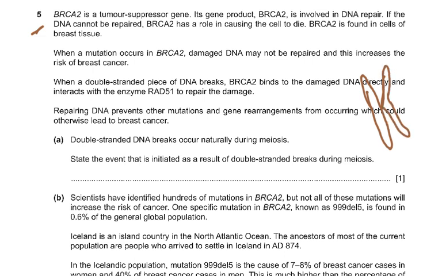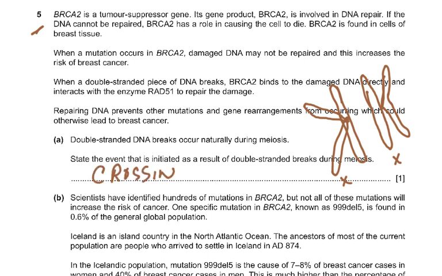These are sister chromatids. If crossing over has to take place between this one and this one, non-sister chromatids, what is that called? Crossing over. So it states the event that is initiated as a result of double-stranded breaks during meiosis: crossing over. Or you could have said chiasma formation, which always occurs in prophase 1. So just writing crossing over got you a mark for that.